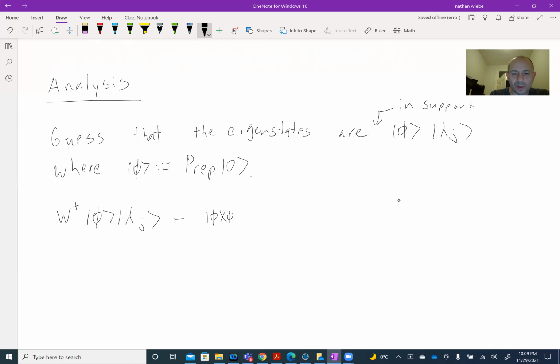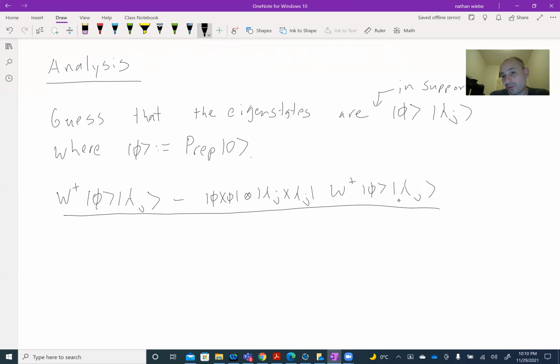And the projector onto the original state is obviously of the form lambda j W phi lambda j divided through by a normalization constant that I'll call eta. The eta is just whatever number we need to make sure that this is, in fact, a valid unit vector. And we're going to define this unit vector to be phi sub j perp.